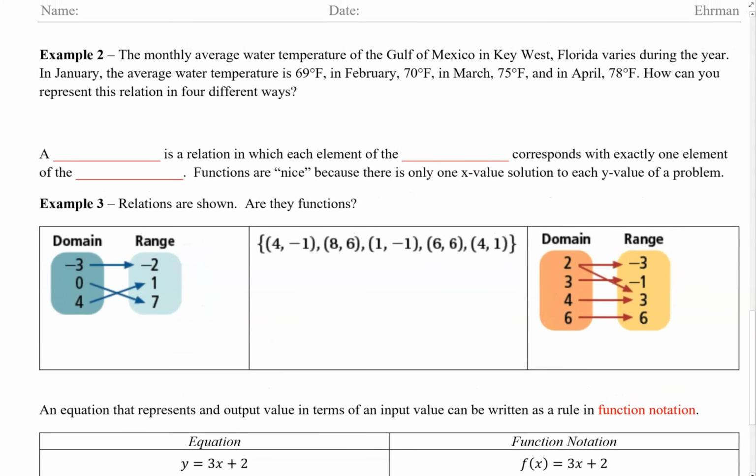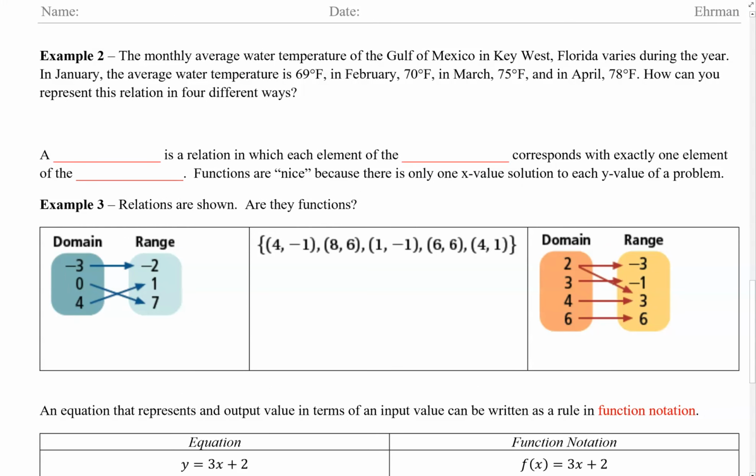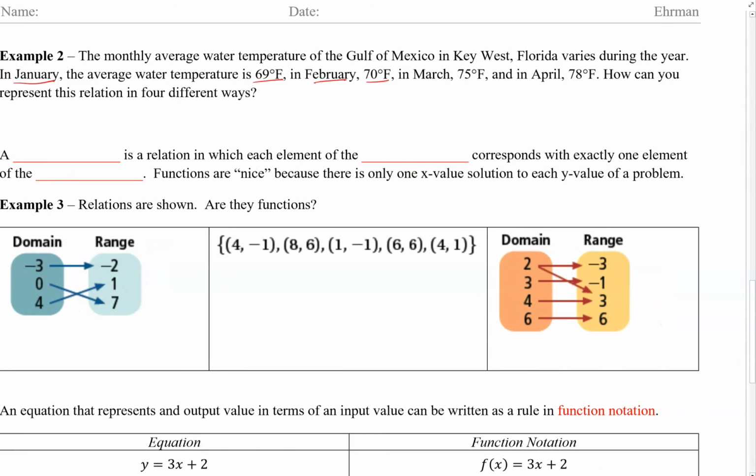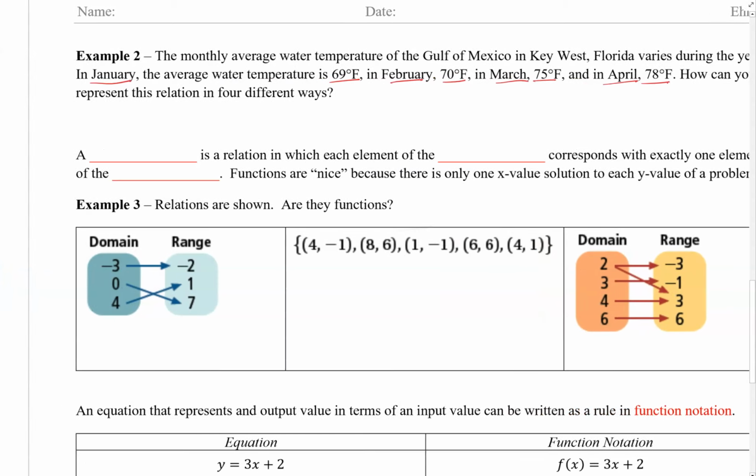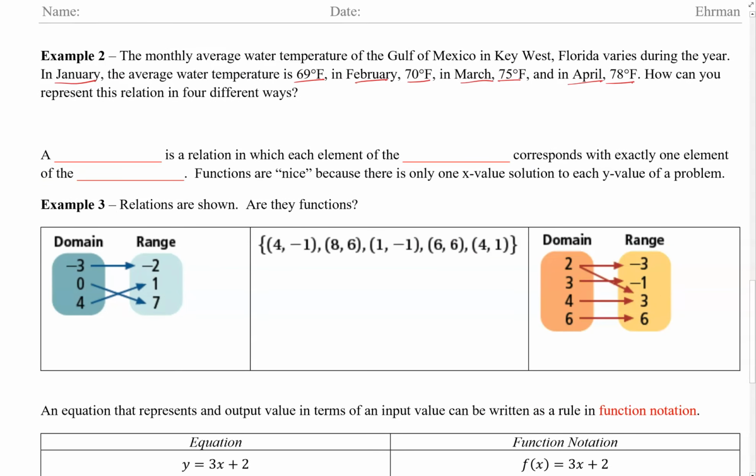Now in example 2, we have another example of a relation. We're talking about the monthly average water temperature in the Gulf of Mexico in Key West, Florida. In January, the temperature ended up being an average of 69 degrees. In February, it was 70, March 75, and in April 78 degrees. How can we represent this relation in 4 different ways? What are the 4 ways to represent a relation?